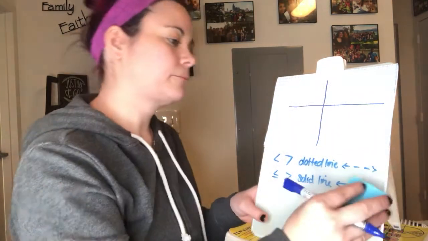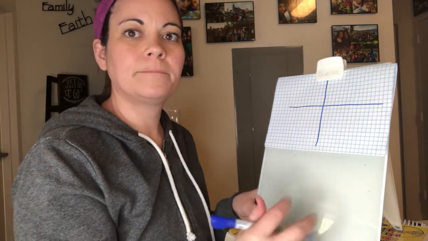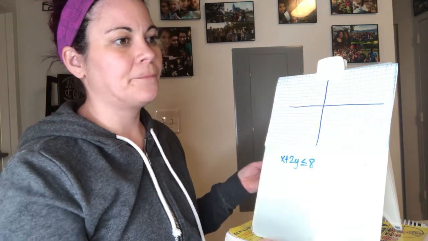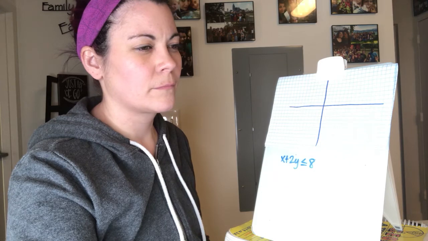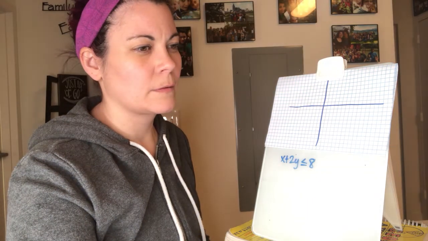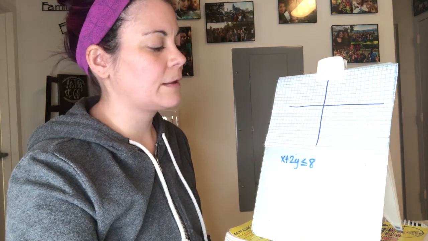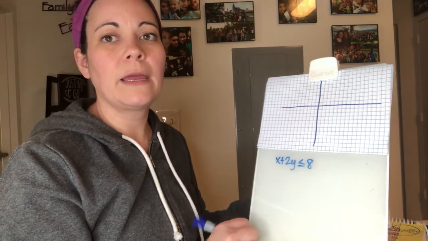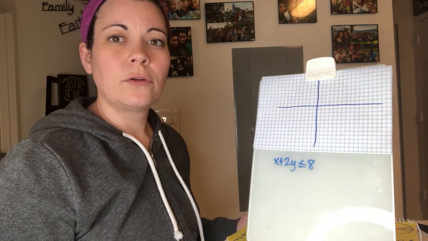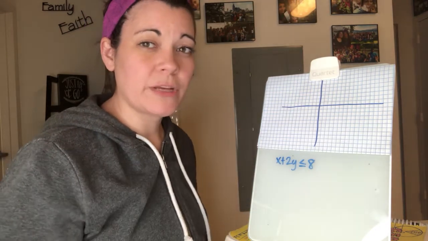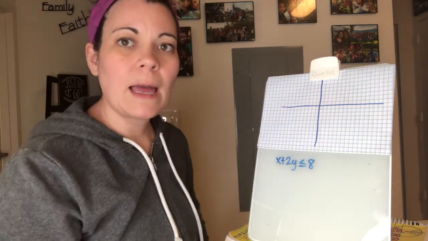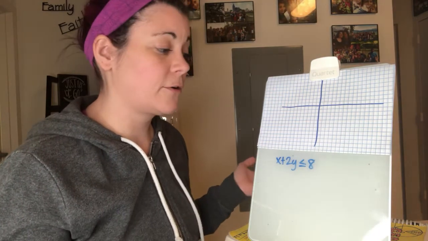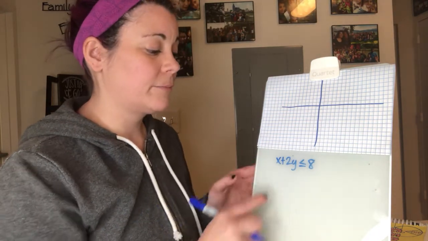So for example, if we had x plus 2y is less than or equal to 8, in this case we have it in standard form. Again, you could change it to slope-intercept form if you wanted to, but I'm going to leave it in standard form because I taught you how to graph it that way. You can graph the slope, negative A over B.